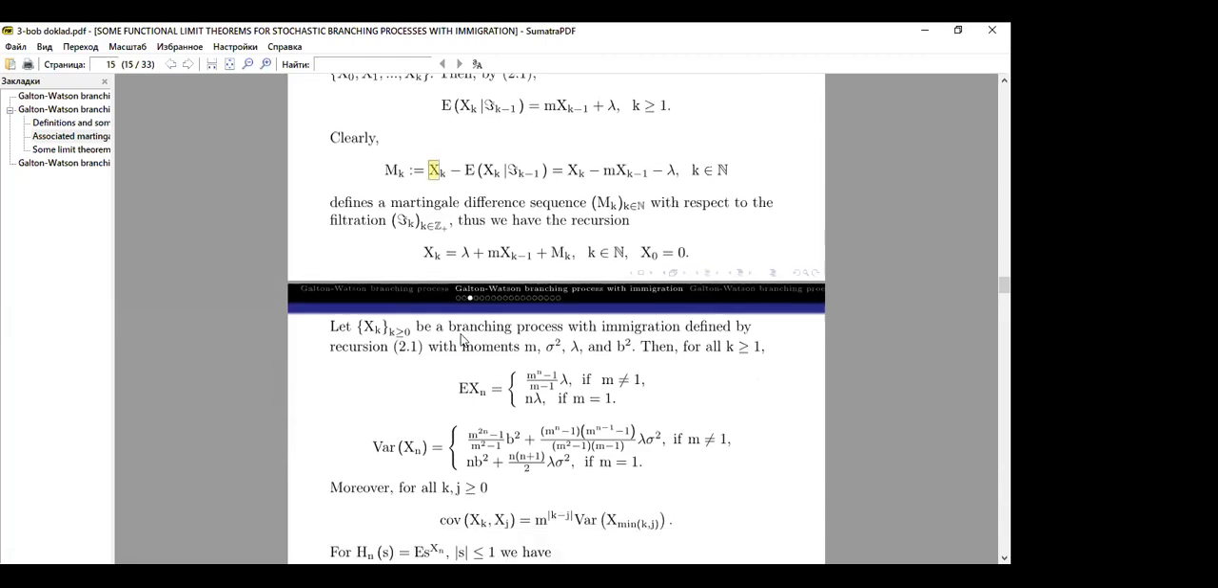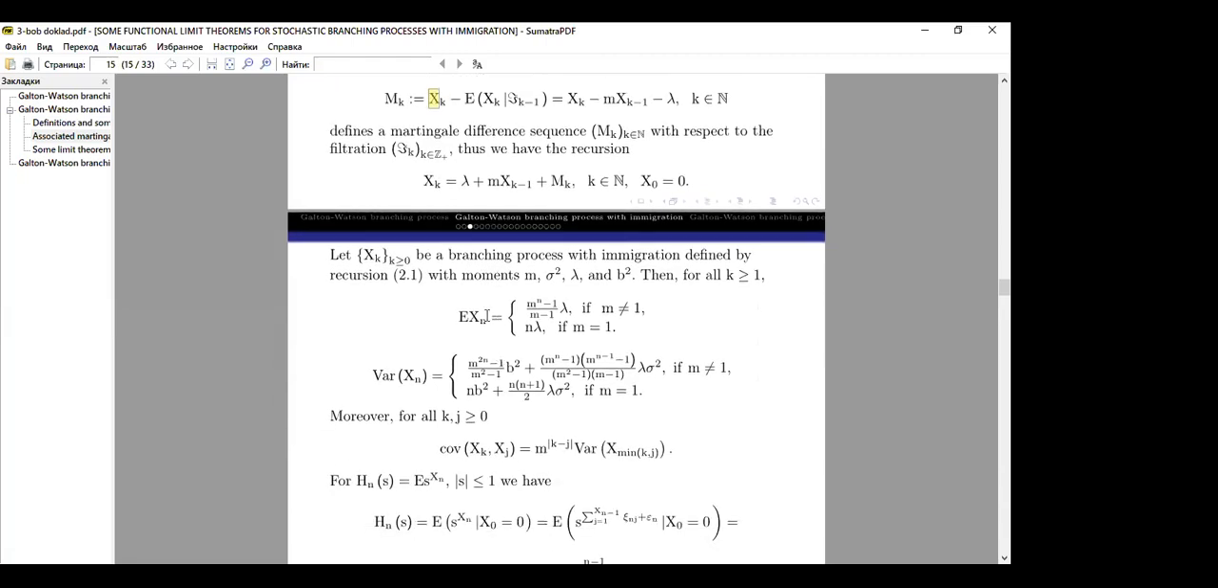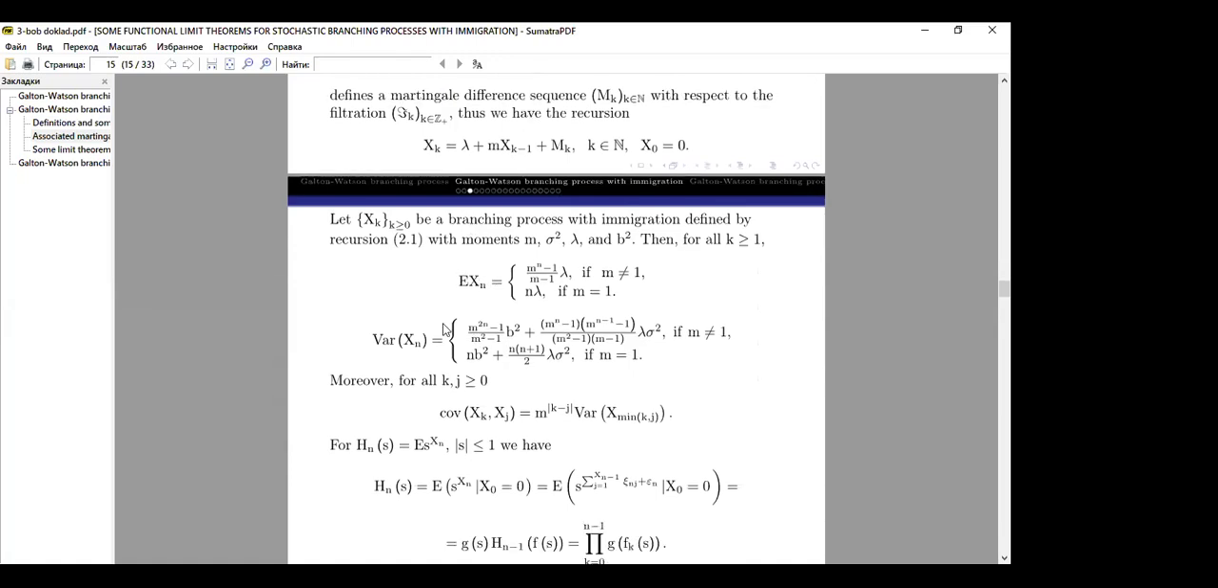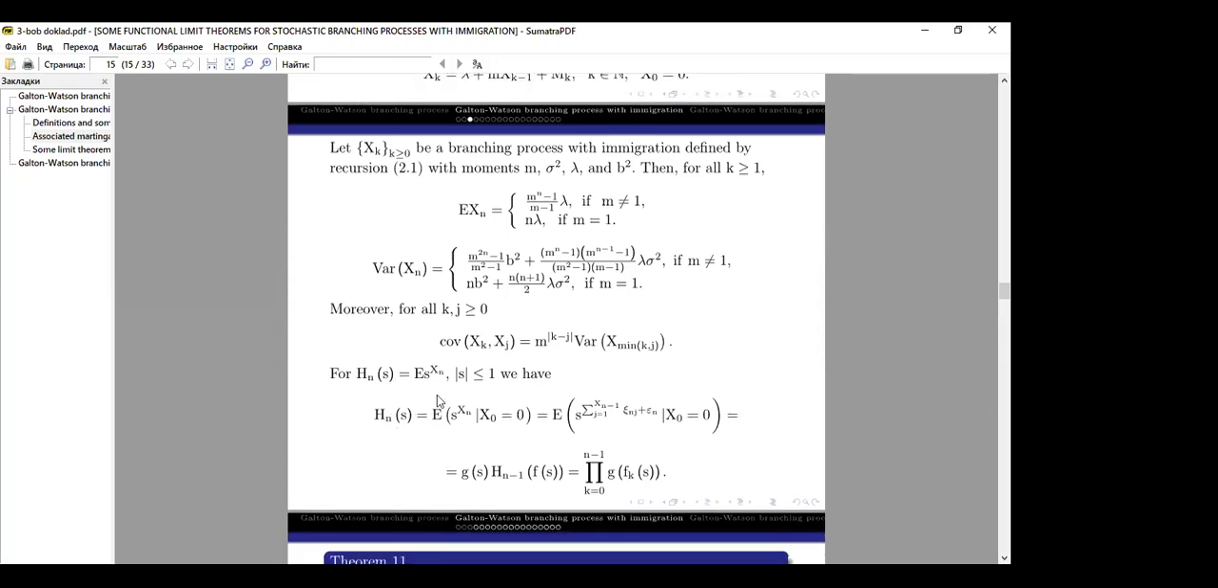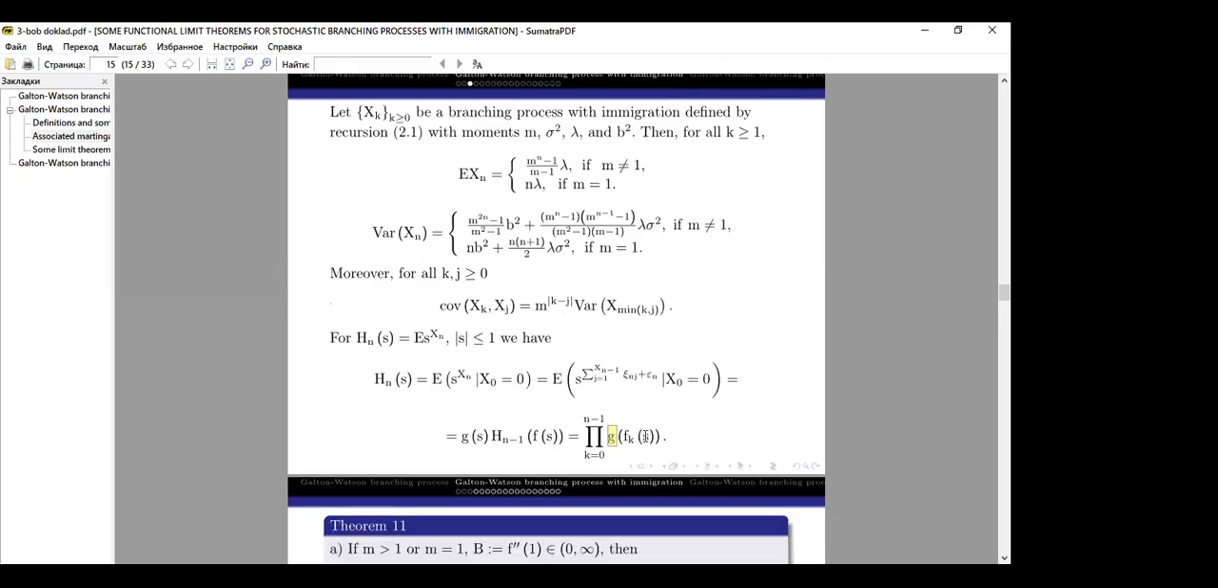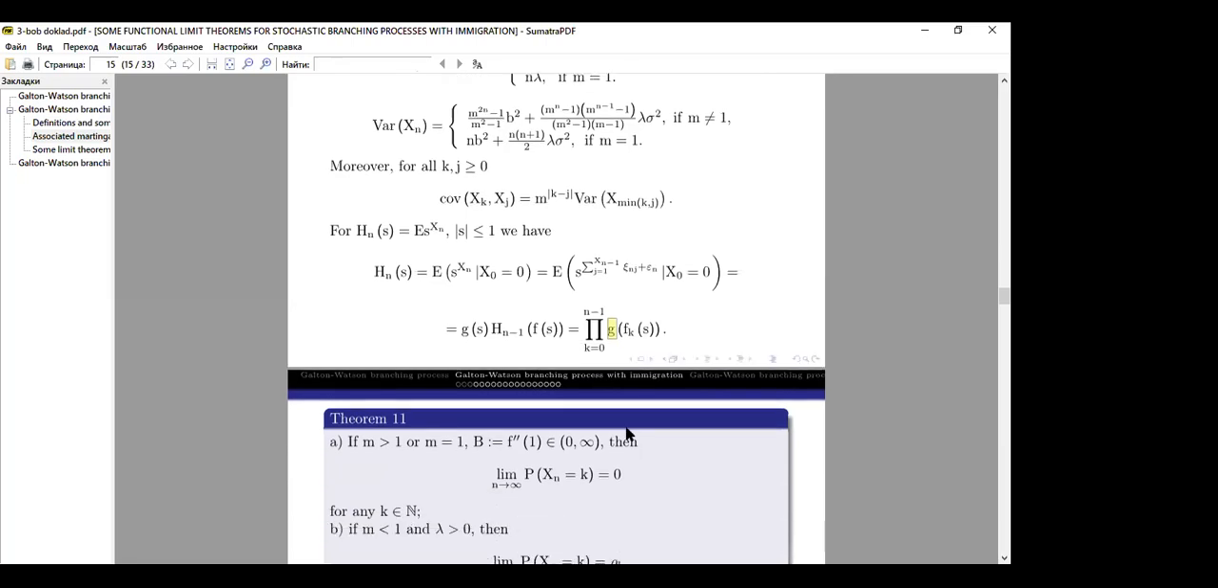Here we can calculate the expectation, variance and covariance of the branching process with immigration. And here we can see the generating function of this branching process. Here, I'm sorry, I didn't write that G is the generating function of the immigration process. I'm sorry.